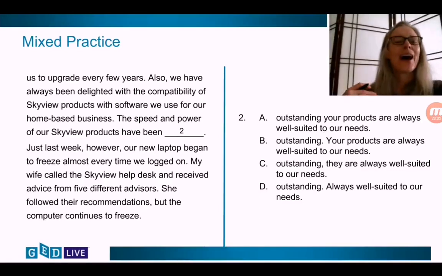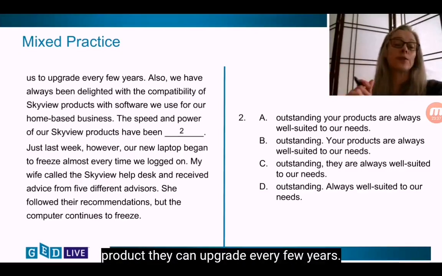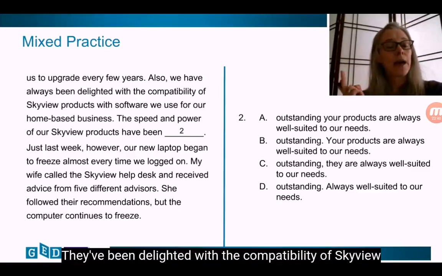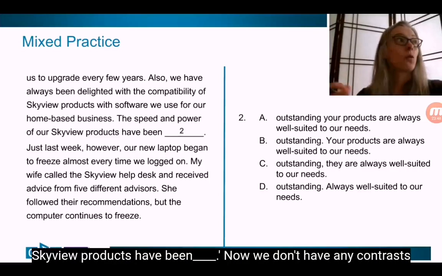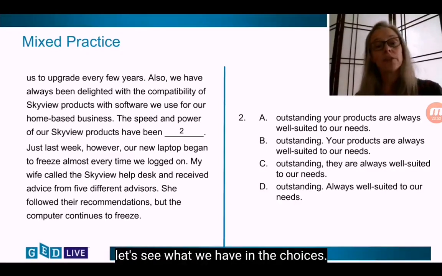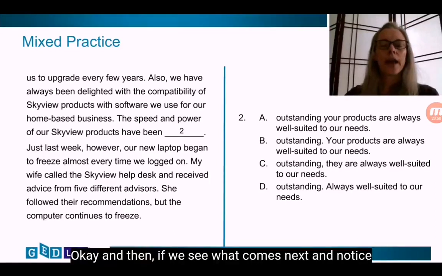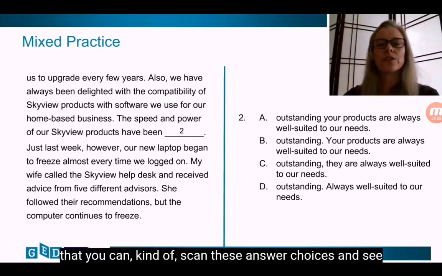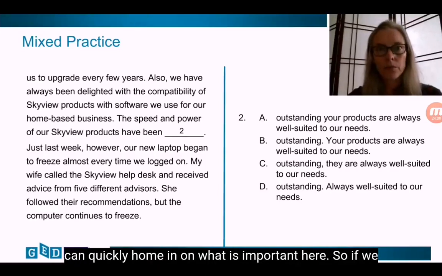Welcome back. So they're happy that this is an economical product. They can upgrade every few years. They've been delighted with the compatibility of Skyview products with software. Okay. The speed and power of our Skyview products have been... Now, we don't have any contrast, so we expect that the speed and power have been good. And so let's see what we have in the choices. Outstanding. Okay. And then if we see what comes next, notice that you can scan these answer choices and see where the differences are. That'll tell you how you can quickly home in on what is important here.